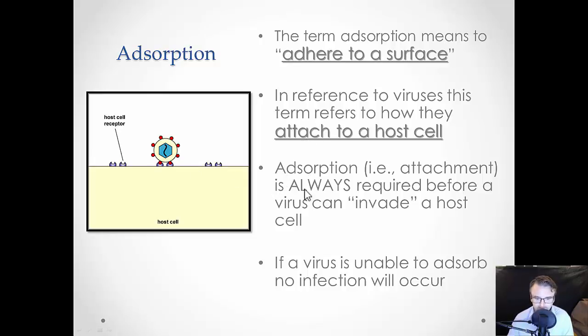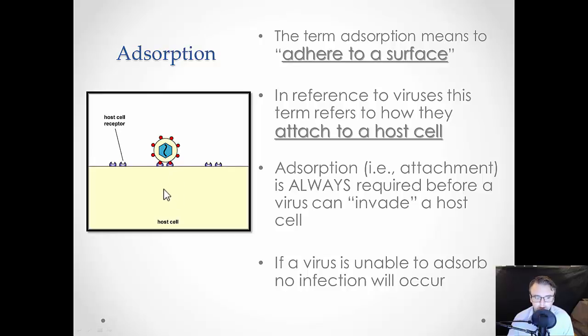It's important to point out that this is always required before a virus can invade a host cell. At least in animal cells, it is. So adsorption, attachment, is always required. Why this is important is because the way they attach determines whether a virus can even cause infection in the first place. If they don't attach to the host cell, they can't cause infection.